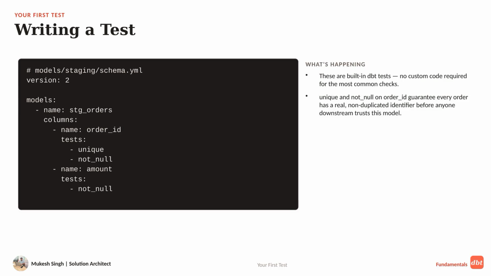Now let's add our first tests. This file attaches two built-in tests to the order ID column: unique and not null, plus a not null check on amount. No custom code required for any of this. dbt ships with these common checks built in. Attaching them here means order ID is guaranteed to be a real, non-duplicated identifier before anyone downstream ever builds a report on top of this model.